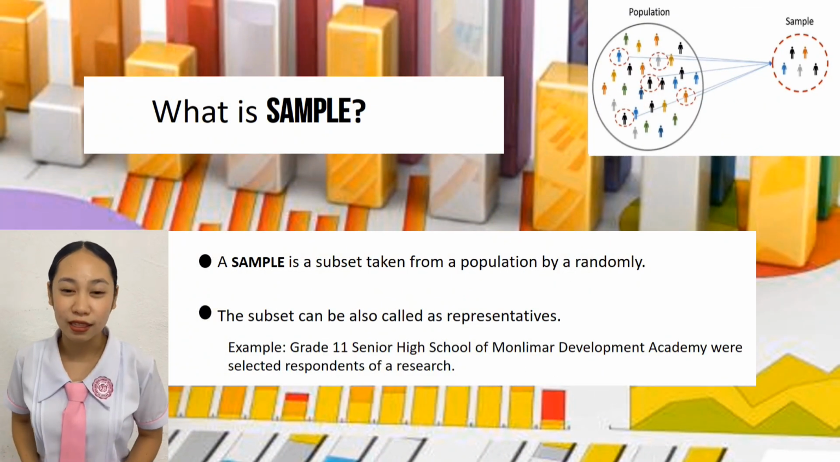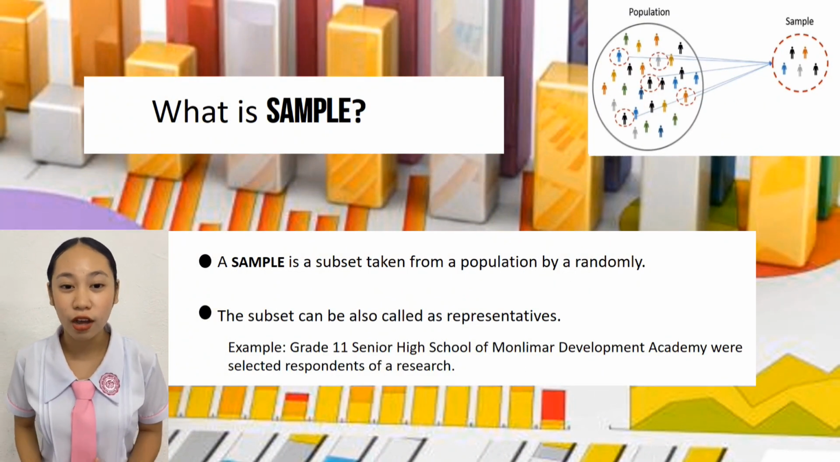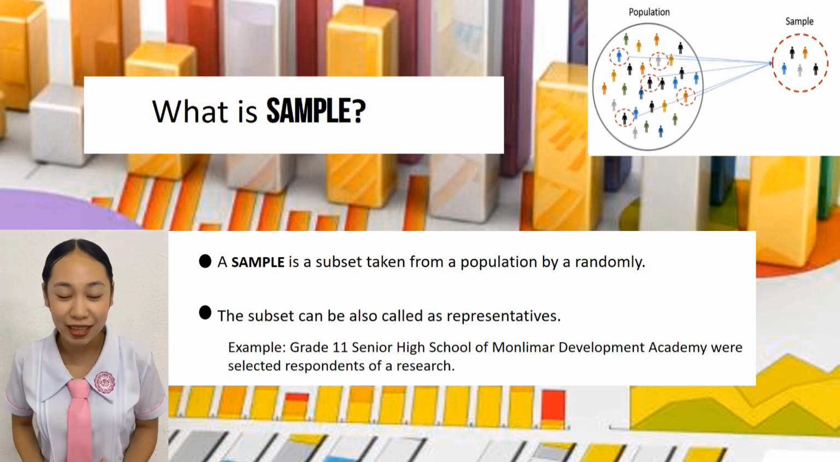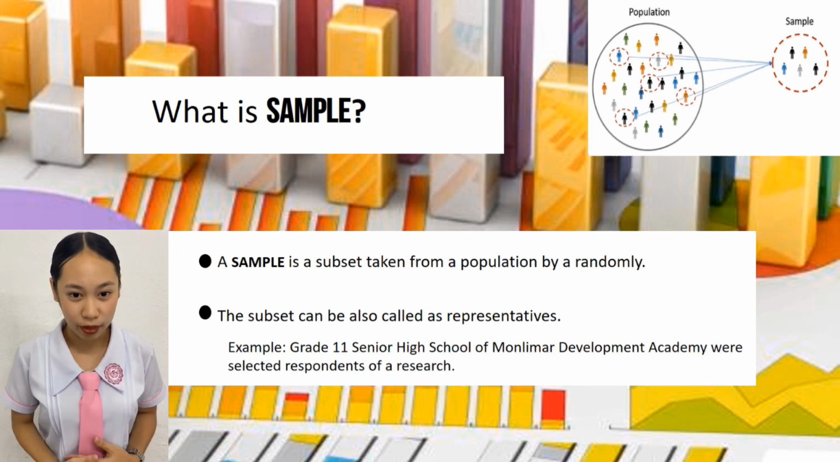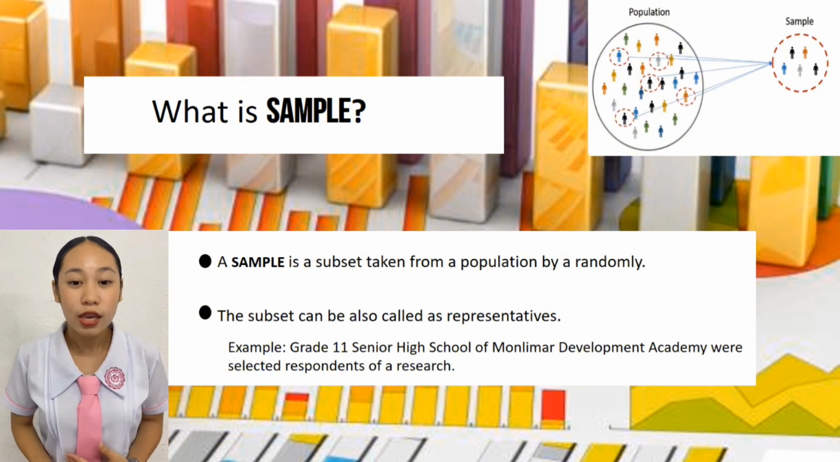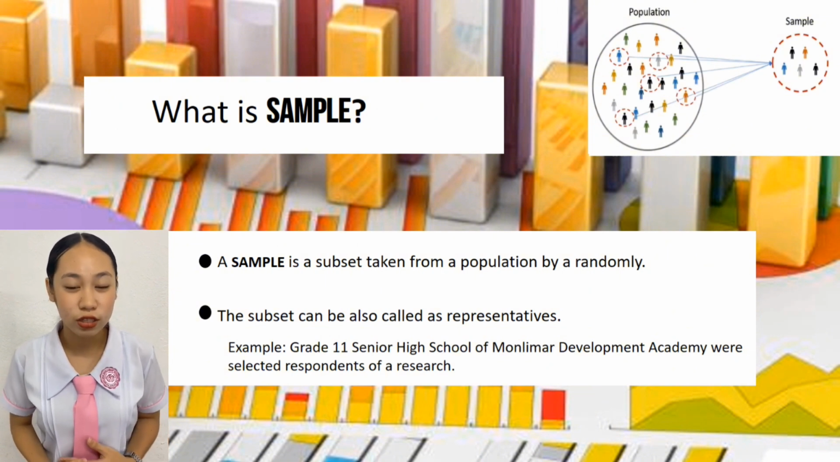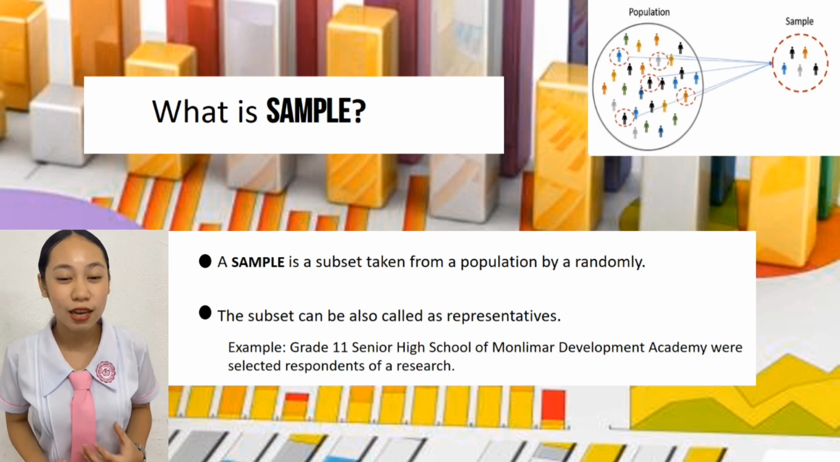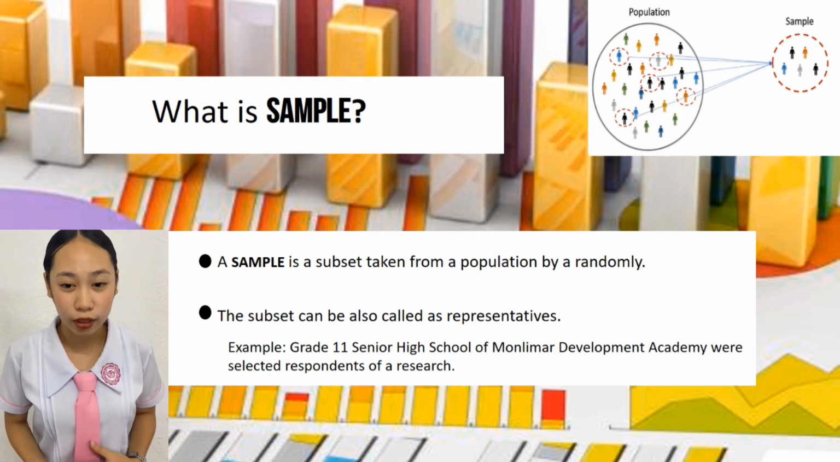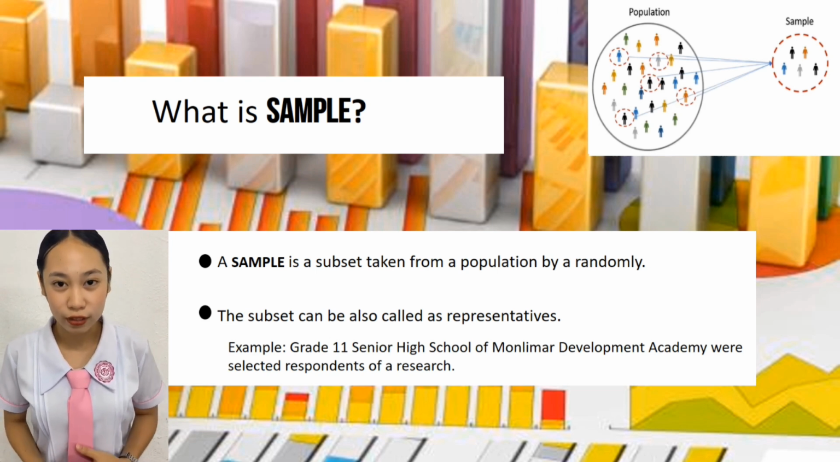Sample is a subset taken from a population by a random or non-probability sampling. The subset can also be called a representative. An example of a sample is the Grade 11 senior high school students of Malimar Development Academy Incorporated, who are the selected participants or respondents of our research or investigation.